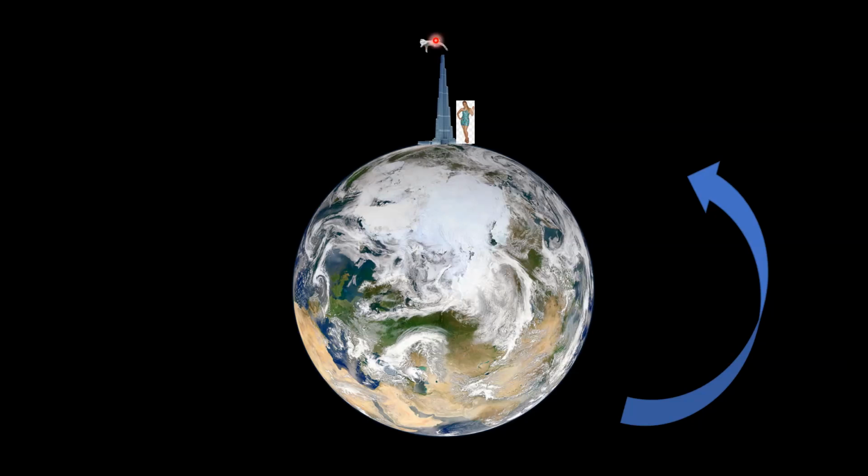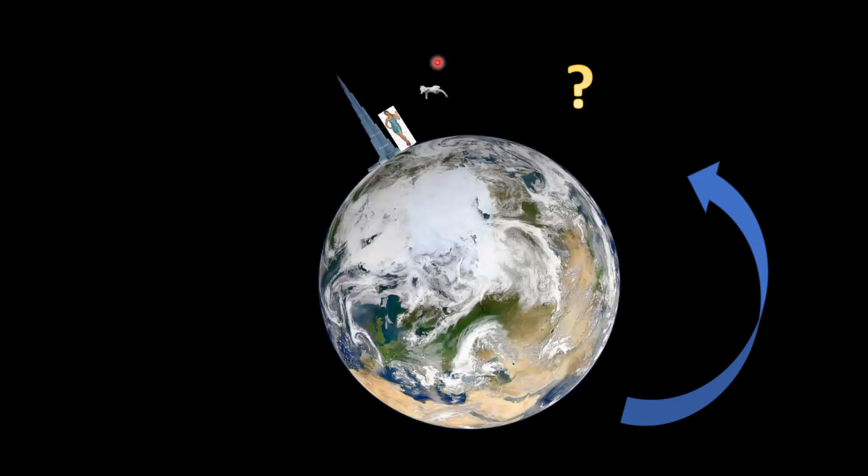If the cat just falls straight down while the Burj Khalifa and Shakira are rotating counterclockwise, then from their point of view, it should look like the cat had drifted off to the right, which would actually be west, in the westerly direction. Is that what in fact happens?